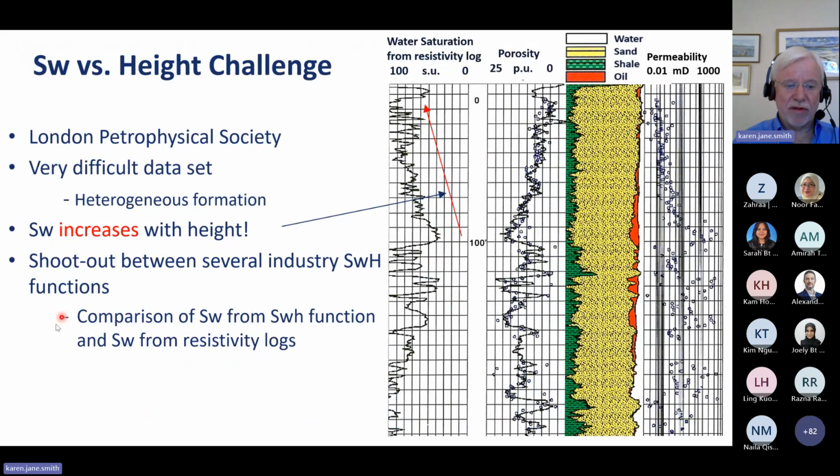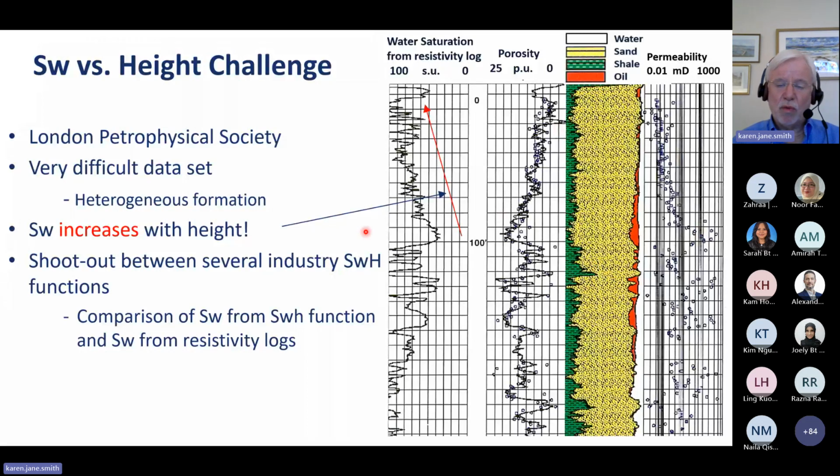So let's have a look at where this came from. I'm going to show you a very difficult well. This data set was provided by the London Petrophysical Society, and it was a challenge. As you can see, it's a very heterogeneous formation where we've got varying porosity in this track here. We've got varying permeability in the right-hand track, and it's shaly throughout, and it is very complex.